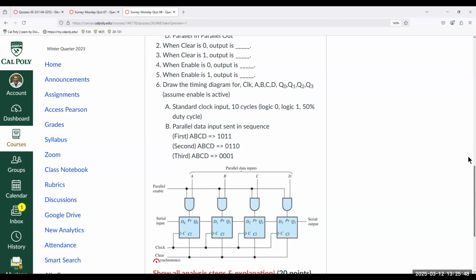When enable is 1, output is the input. Okay, when enable is 1, output is basically the input. Just the parallel, because enable only applies to the top.